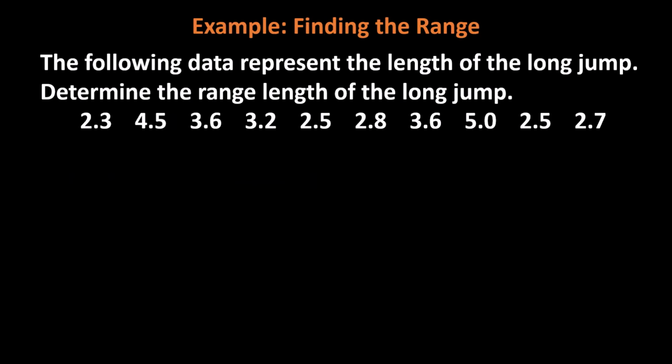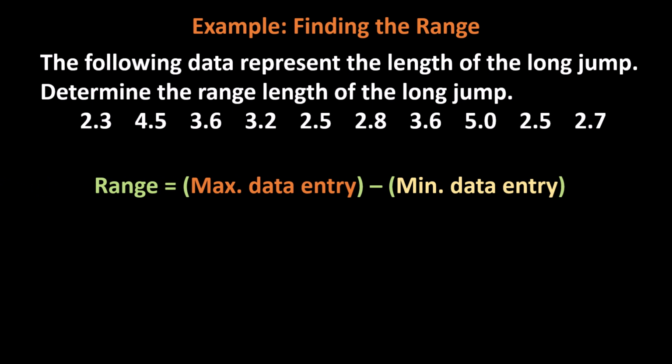Now let me explain an example. The following data represent the length of the long jump. Determine the range of the length of the long jump. Yes, we know range is maximum minus minimum. Maximum is 5, minimum is 2.3. So range is 5 minus 2.3. It is 2.7.